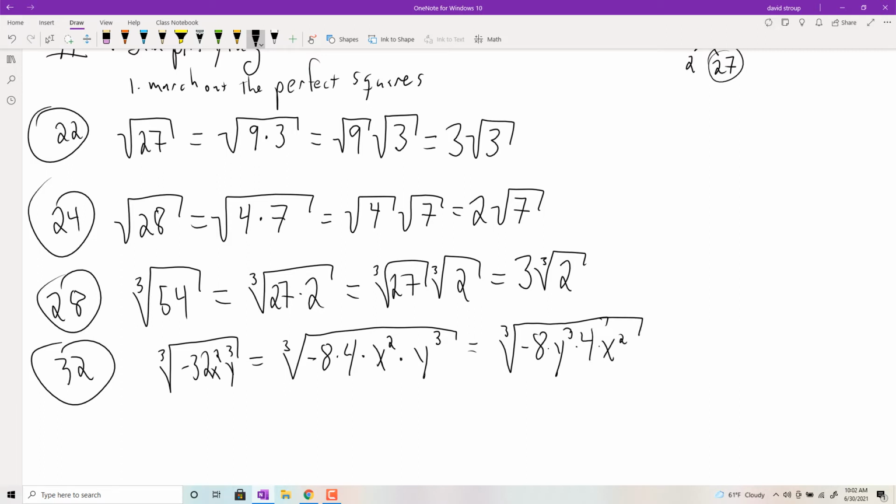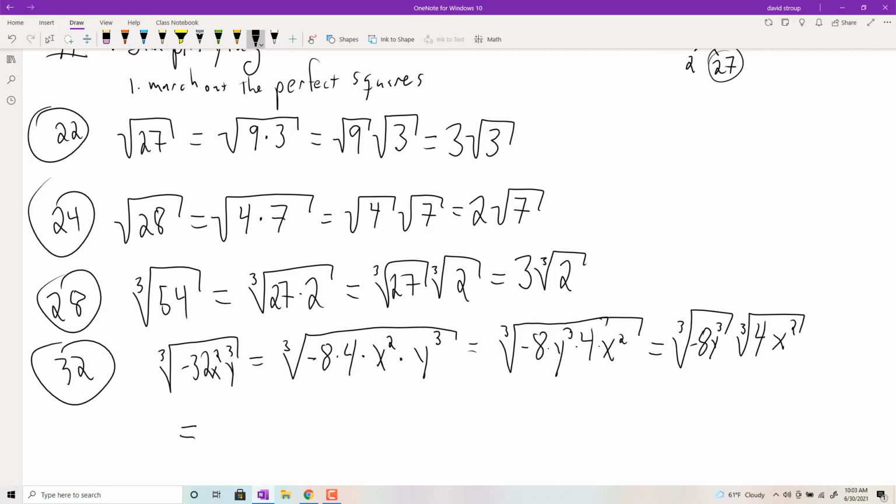Oops, need to extend this a little bit. And then I can split up the cube root. And in practice, I really don't show the step that I'm writing out right now. I'll just do that in my head. But in the beginning, you want to show it.